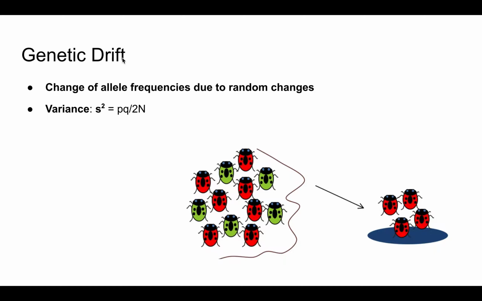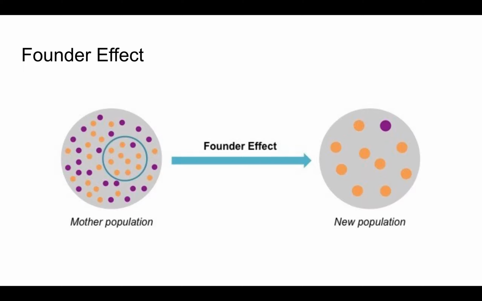So we don't expect to have very much change from the original population. Whereas with smaller populations, this variance S squared would be greater, so we expect to see more change in the allele frequencies due to those random changes affecting small populations than we would see in larger populations. And so, like I said, the two cases of genetic drift that we'll be talking about are the founder effect and the bottleneck effect.